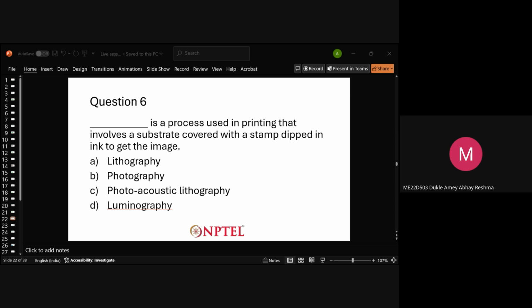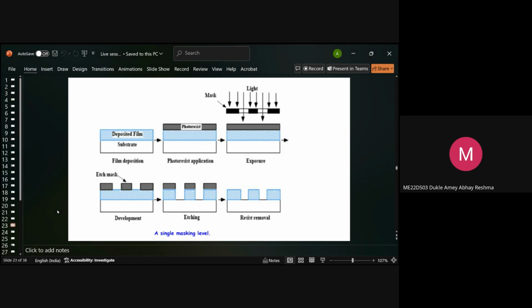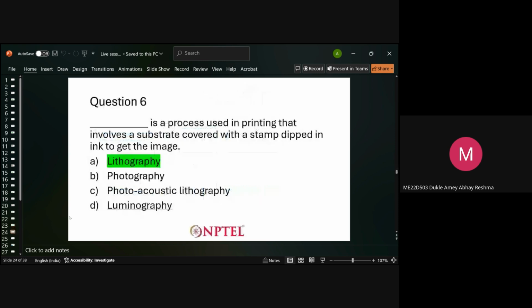Yes, we have a right answer here. Yes, the answer is A, lithography. So this is how the process looks. You have the substrate, and on that you deposit a film. Maybe that will be a photoresist, and then you pass light through it, or you can use a stamp. In photolithography, you pass light through it. In the original lithography, you use the stamp to actually do the printing. So on the substrate, you then get the structure, and that is how the entire thing looks. The answer here is lithography.